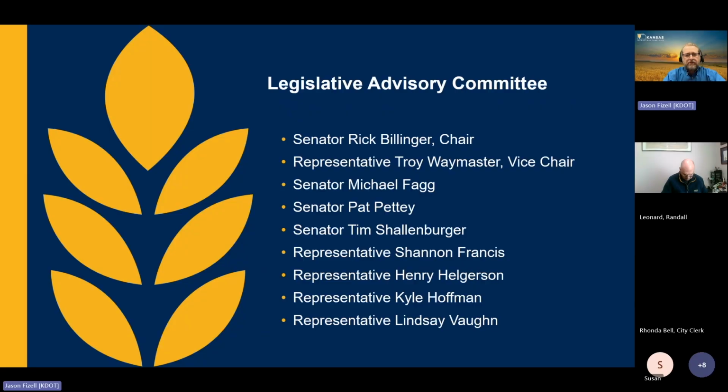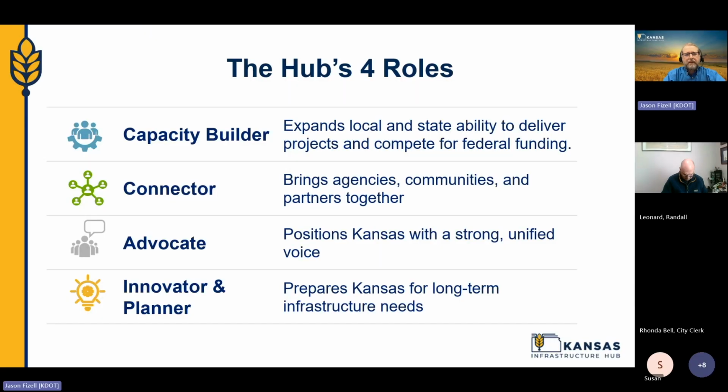So we have 4 roles that we serve, both as a capacity builder, and I'll touch on our technical assistance team here in a moment, really as a connector to bring those 8 state agencies that I just talked about together with the communities and other partners, to advocate for infrastructure investment across the state and with our national agency funding partners. And then more recently, I've added this innovator and planner role, to see what role we can play longer term as IIJA starts to sunset and we look at the future of infrastructure investment in the state.